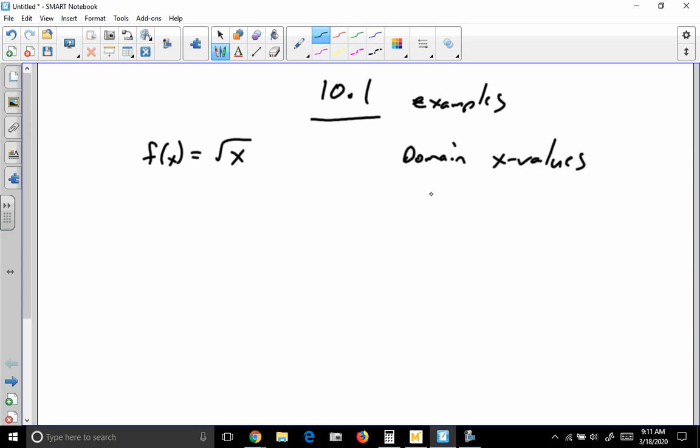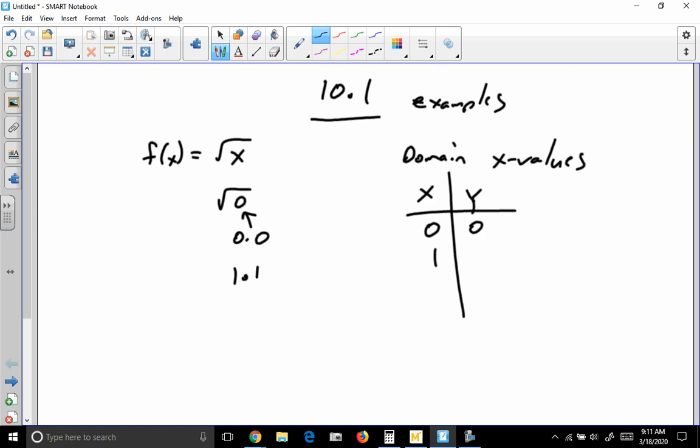an answer. So if we were to make a table, if we plug in 0, we can take the square root of 0. The square root is asking us what number times itself makes 0. So 0 times 0 makes 0. If we put a 1 in, 1 times 1 is itself, so the square root of 1 is 1. If we put in a 4, 2 times 2 makes 4, so the square root of 4 is 2.